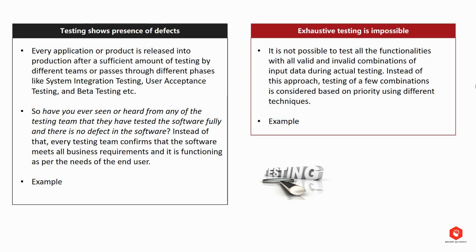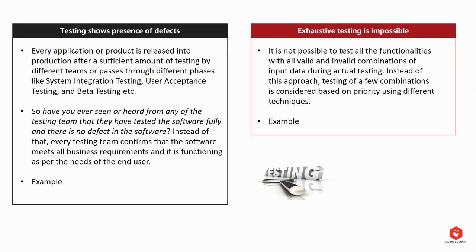Exhaustive testing would take unlimited efforts, and most of those efforts are ineffective. Also, the project timelines will not allow testing of so many combinations. So it's recommended to test input data using different methods like equivalence partitioning and boundary value analysis. And we're going to talk about those methods in some other video. Let's give an example.